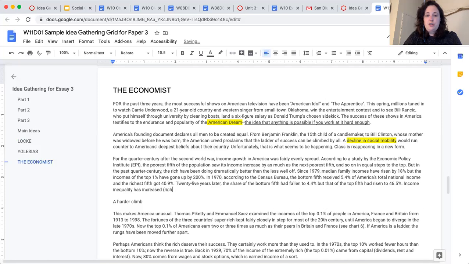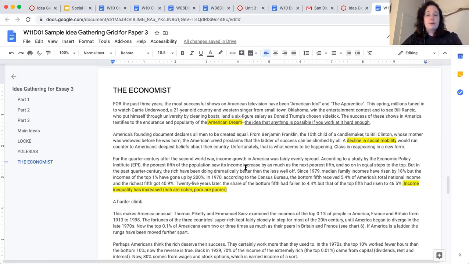Rich are richer, poor are poorer. So that can be an idea that kind of comes out. So we've got this from, so far, just reading these 3 paragraphs.